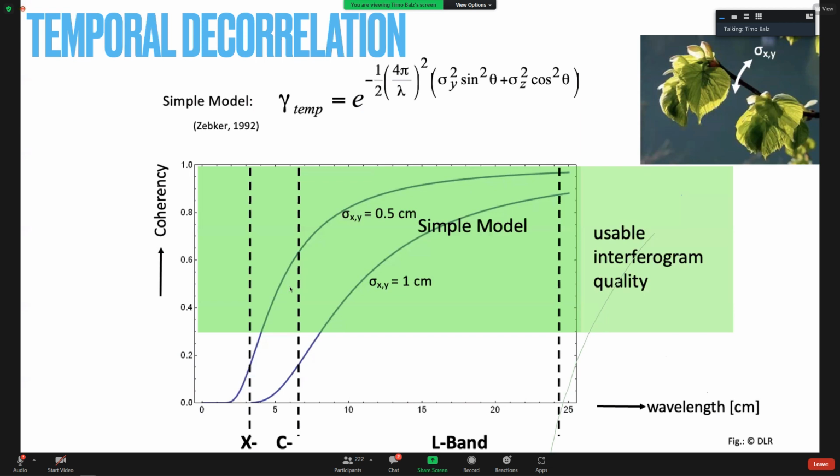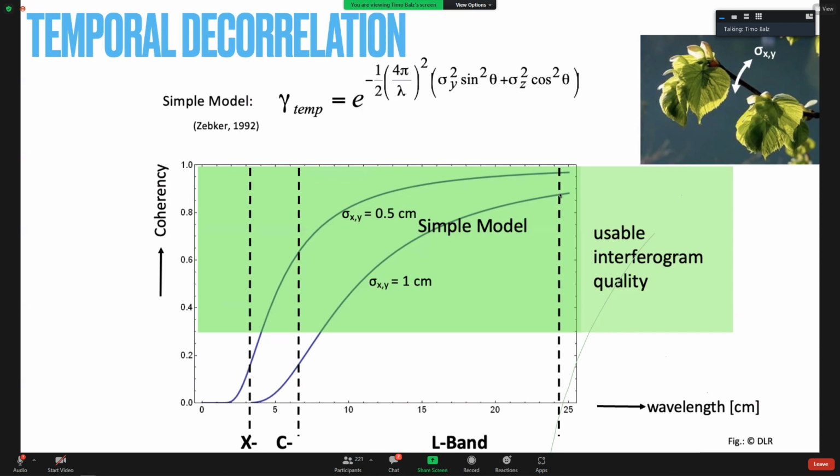With C band, you're at about 0.6 coherence. That is a usable, acceptable value, actually quite a good value already. And with L band, you have almost full coherence. With a motion of 1 centimeter, you see that for C band that would also not be good enough, but in L band you can still use such a motion of 1 centimeter. Again, looking at that picture, imagine going out and looking at trees, 1 centimeter motion. That's also not much. Just a little bit of wind going on, you have that immediately, right?